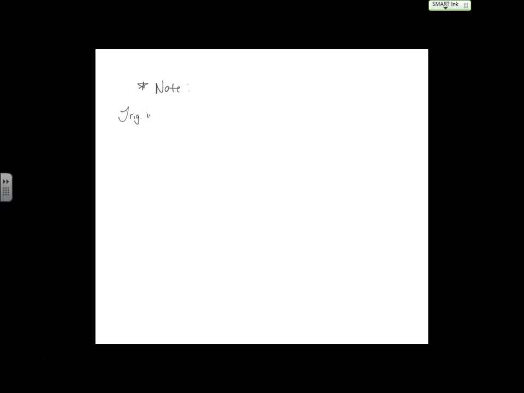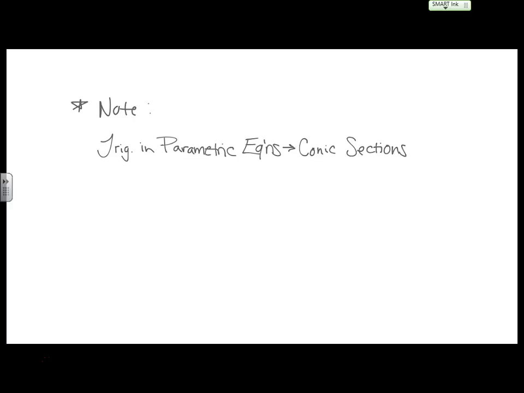Trig in parametric equations almost always means conic sections. And to help you to that end, let me go ahead and just do a quick example.